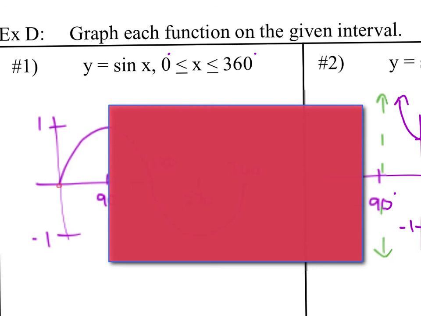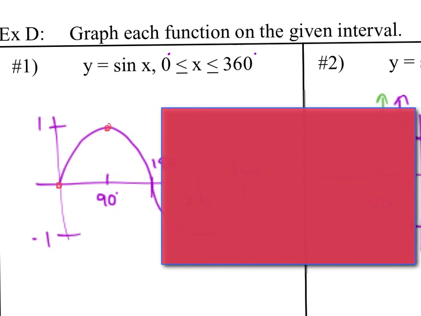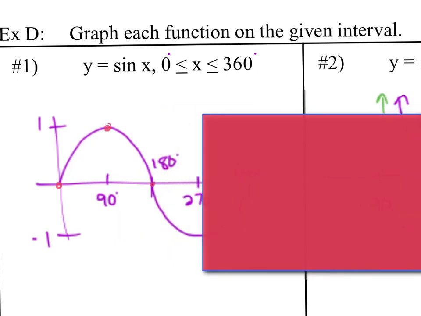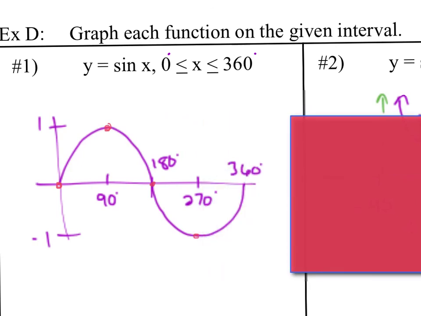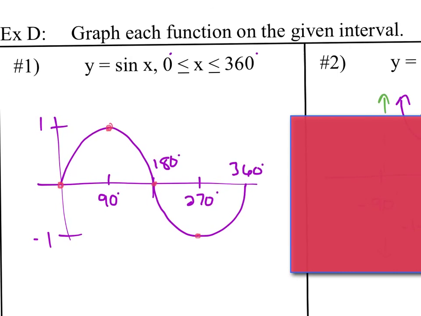So I'd have a dot here, I'd have a dot here. Sine of 180 degrees is 0, so I put a dot here. Sine of 270 is negative 1, I put a dot here. Sine of 360 degrees is 0, I put a dot here. I connect those with a smooth curve, concave down, then concave up, and that is the graph. It's asking for the parent graph with a specific portion from 0 to 360.